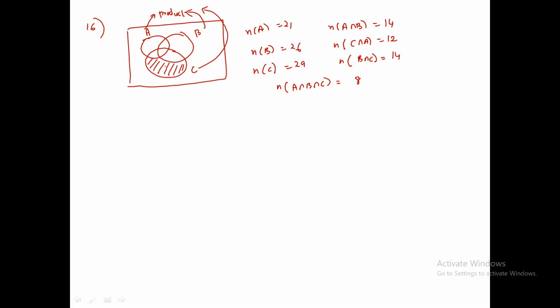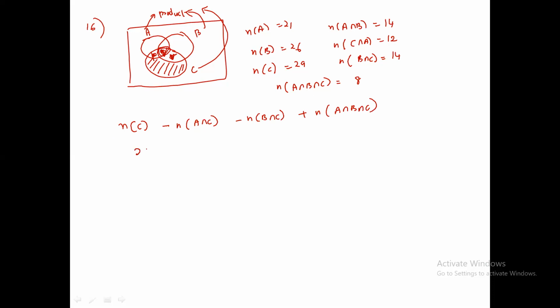So if this is A, this is B, and this is C. Or if this is P, this is Q, this is R, like this also you can take. So from n of C, you have to subtract n of A intersection C and subtract n of B intersection C. But in that process, this Q is getting subtracted twice. You have to subtract only once. So you have to add A intersection B intersection C.